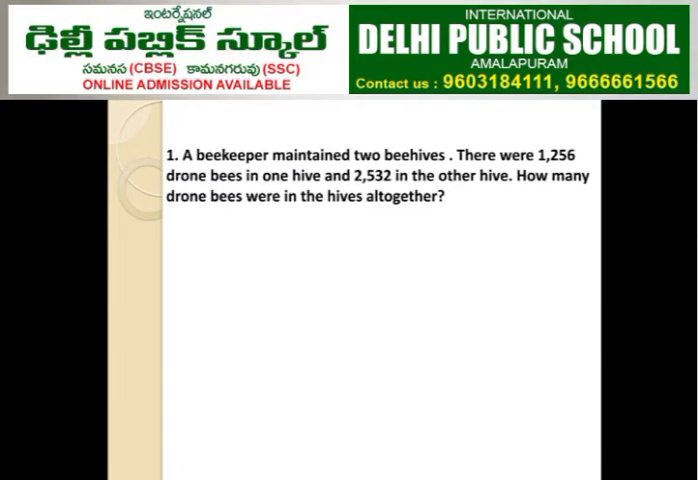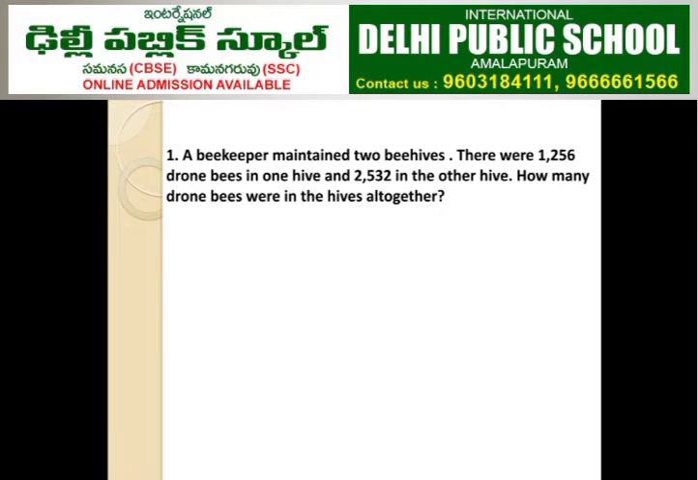A beekeeper maintained two beehives. There were 1256 drone bees in one hive and 2532 in the other hive. There are two beehives. A beekeeper is a person who maintains beehives for collecting honey. Here he has two beehives, and in one hive there are 1256 honeybees. And in the other beehive it is having 2532.